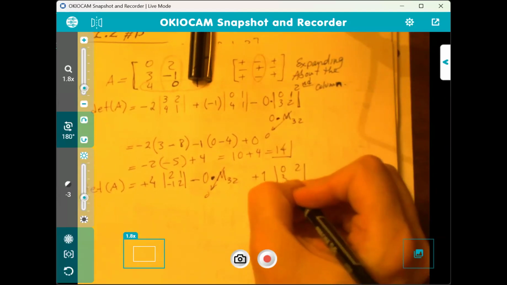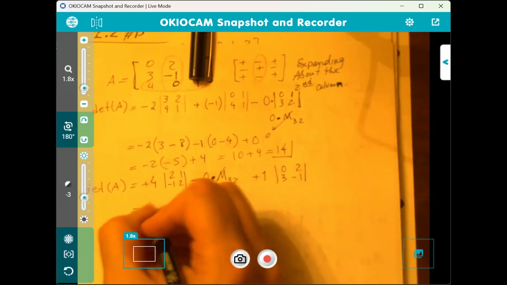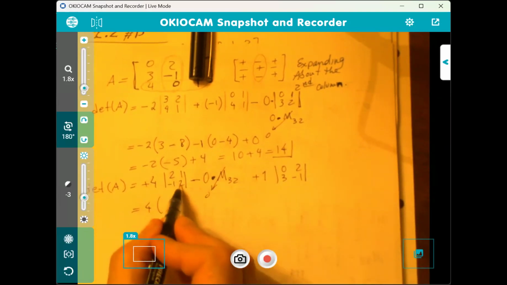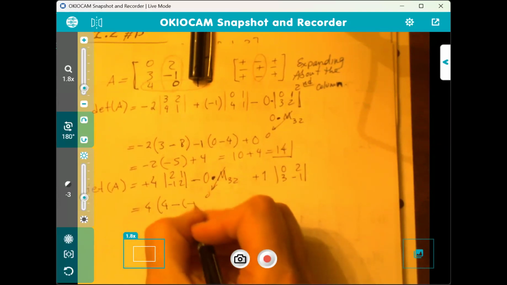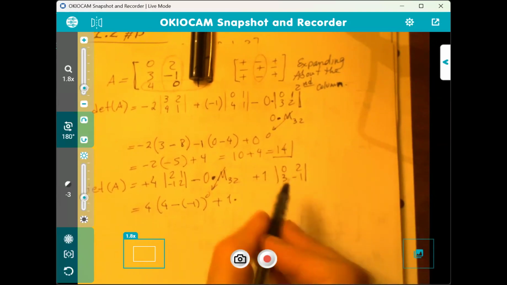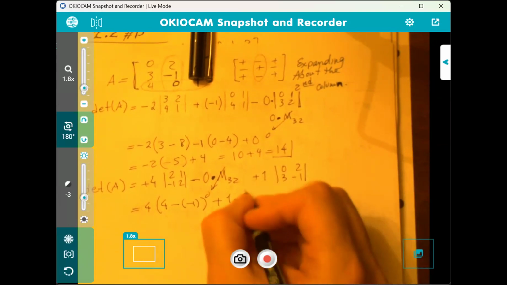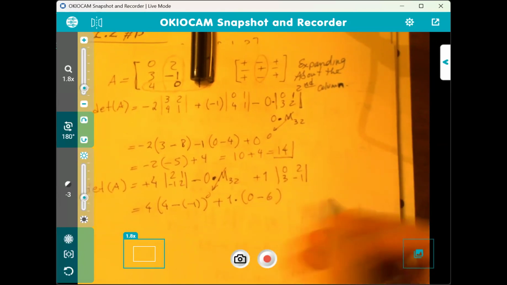0, 2, 3, negative 1. So let's do the determinant now. That's 4 times 2 by 2, 4 minus 1 by negative 1 is negative 1. Plus 1 times 0 times negative 1, that's 0 minus 2 by 3, that's 6.